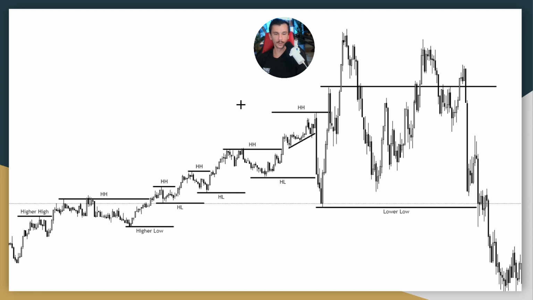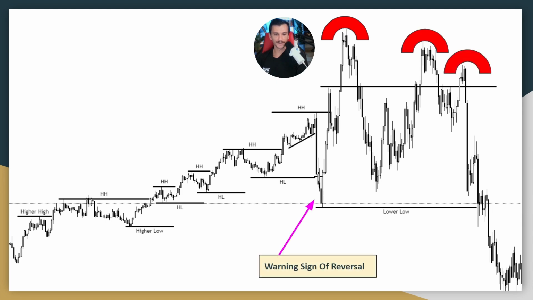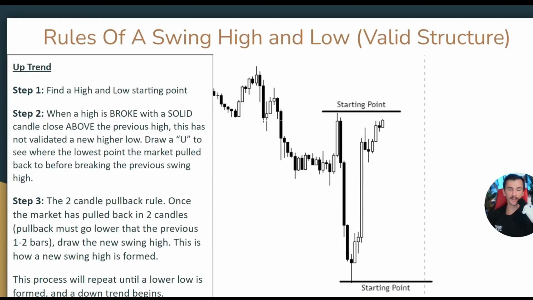So what were our early warning signs? Number one, we've been making higher highs and higher lows, and then we get these little 3 peaks, as well as this lower low right here. So we got this lower low first, and then 3 attempts to go higher, which eventually fails and then resulted in a reversal. Let's go over those objective rules for finding your swing high and your swing low.